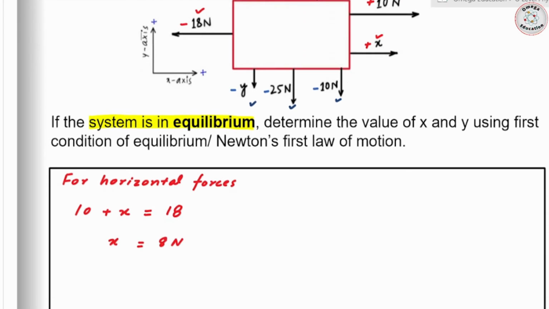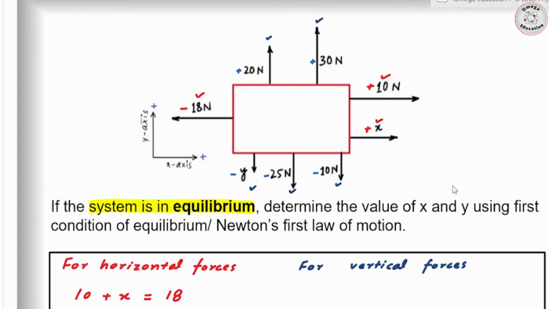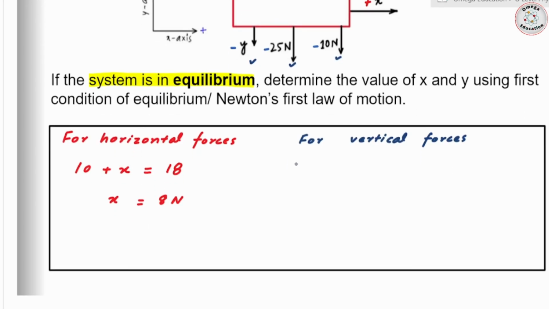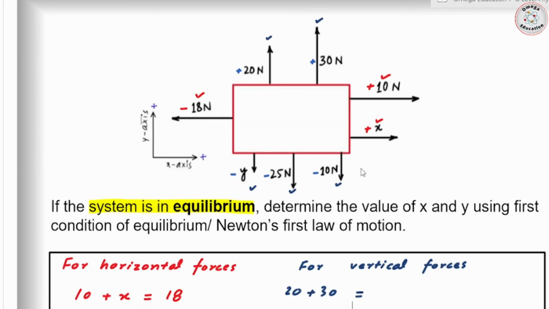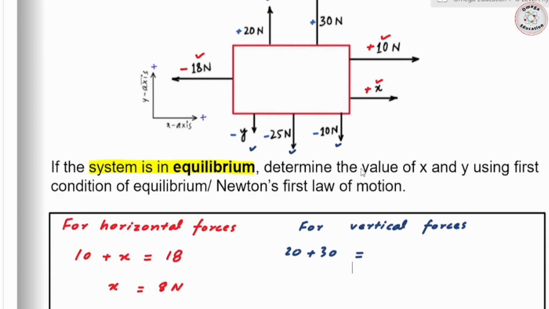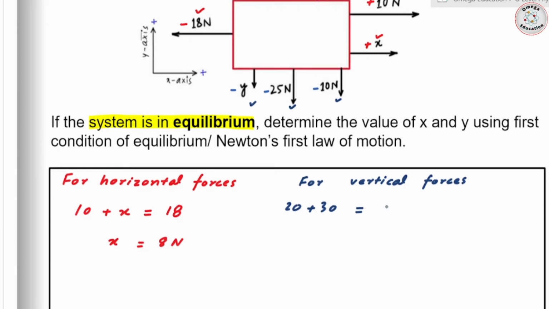Now for the vertical forces. The forces upward, we write them on one side, and the forces downward, we add them on the other side of the equation. So 20 plus 30 on one side equals, what are the forces downward? y, 25 and 10. We write them on the other side of the equal sign. y plus 25 plus 10.